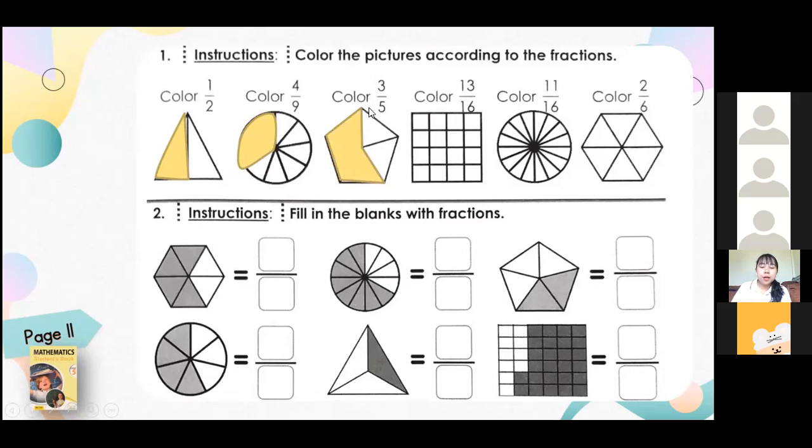Three fifths. So we have to color three boxes here. Next is page 11. Yes, you can. Okay, I will wait for you. You can use your pencil. Ready? Yes. Okay, next. You can go ahead and do it. You don't have to wait for me. If you can do it, you can do it now.